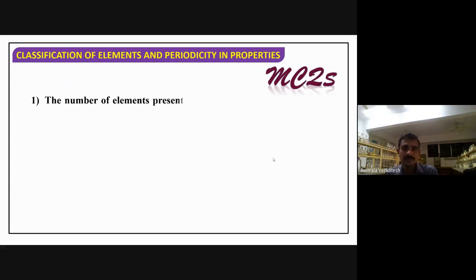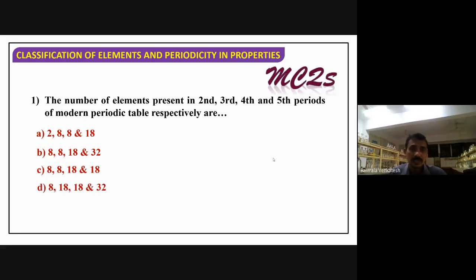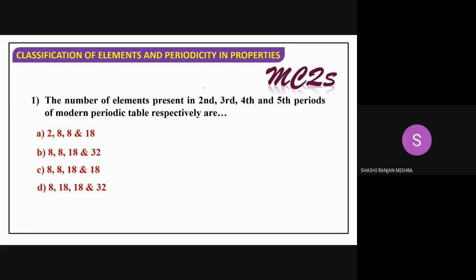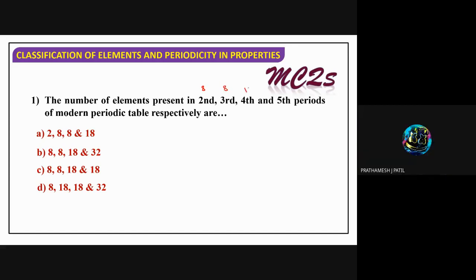The number of elements present in the second, third, fourth, fifth period of the modern periodic table respectively. What are the elements we are presenting? Tell me the answer for this one. In the second period, how many elements are present? Tell me, all of you. 8. Third period? 8. Fourth? 18. Fifth period?